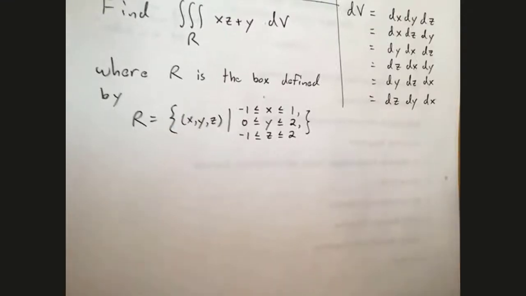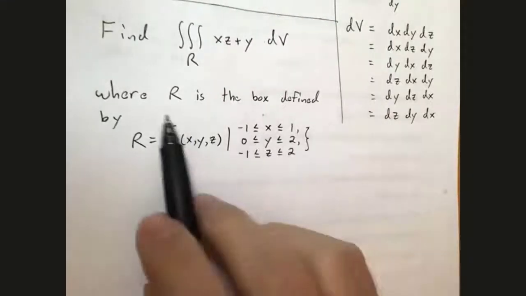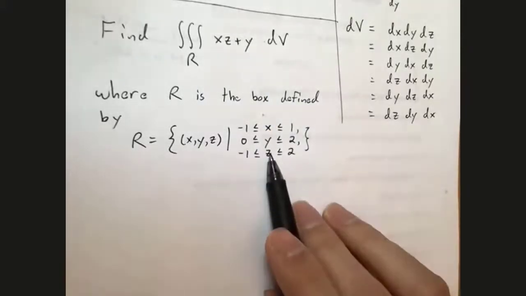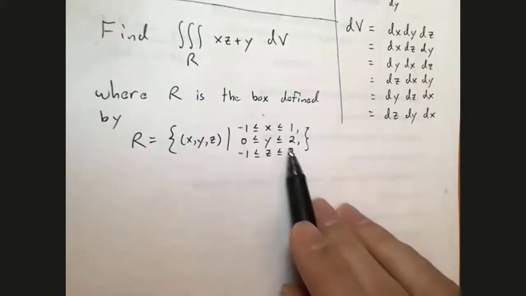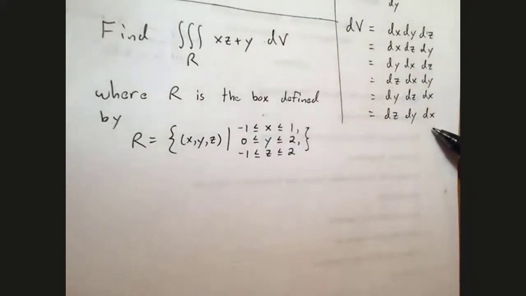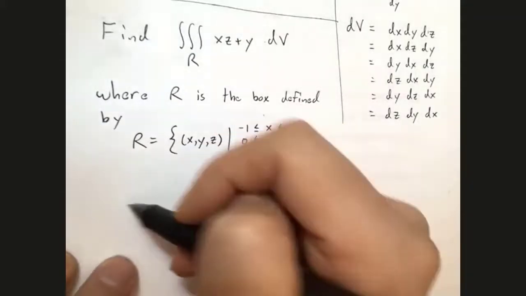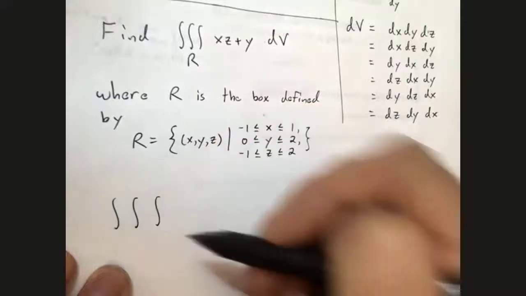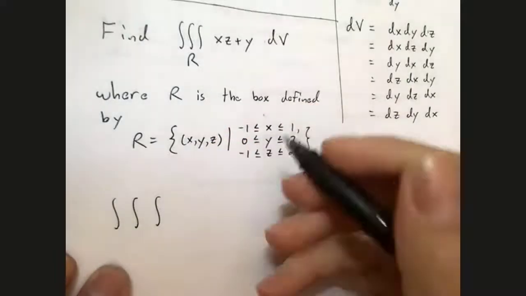When I set up a triple integral over a box, it doesn't matter what order I do these in. If these are all constants, it's not going to matter. I could do any one of these 6 orders, and they'll all work. So let's just set it up where we do, let's do dx, dy, dz.